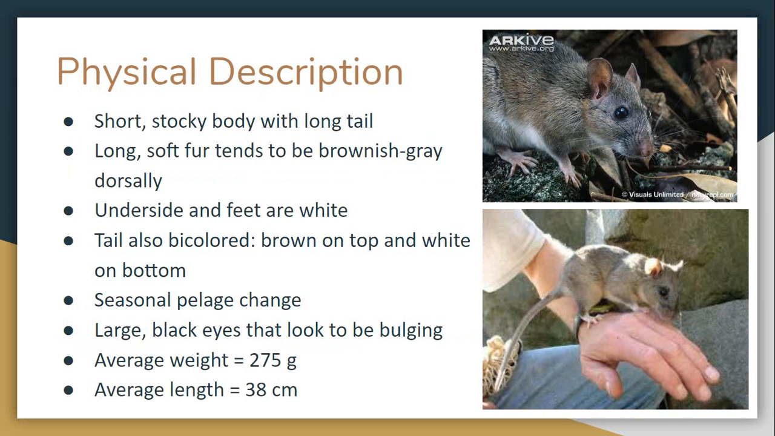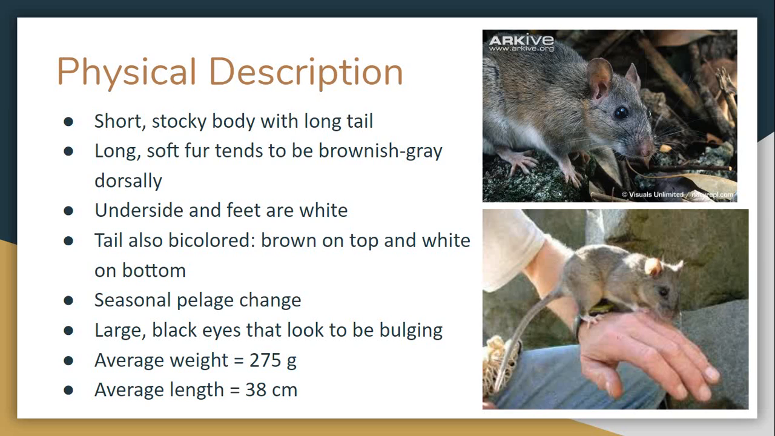So the physical description of the eastern wood rat: they have a short, stocky body with a long tail. Their tail can range from 15 to 20 centimeters long. They have long, soft fur, which tends to be brownish gray dorsally. Their underside and feet are white. Their tail is also bicolored, brown on top, white on the bottom.